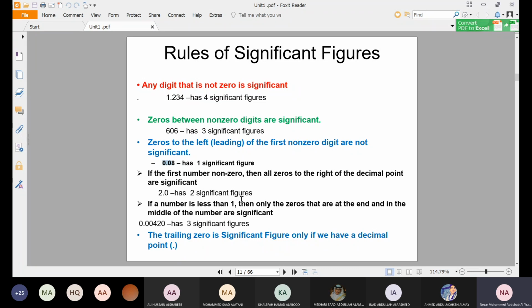If we have a decimal point, the trailing zero like this one will be a significant figure. Also here, for example, if we have a decimal point, the trailing zeros that come at the right will be significant. Without a decimal point, the trailing zeros are just to fill the place, and they are not significant figures.